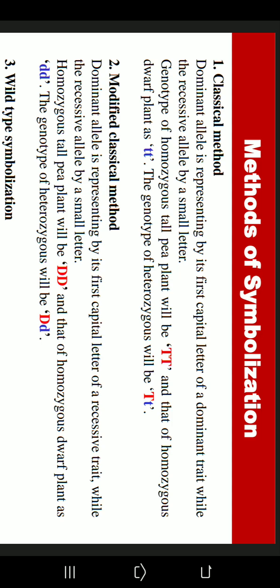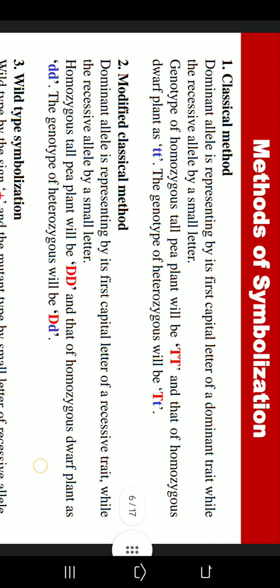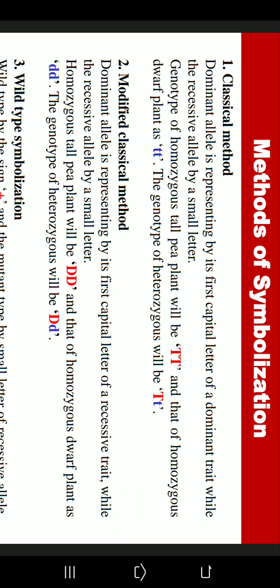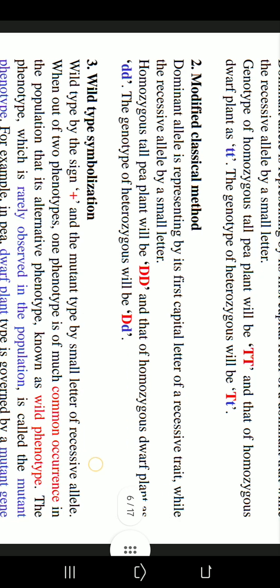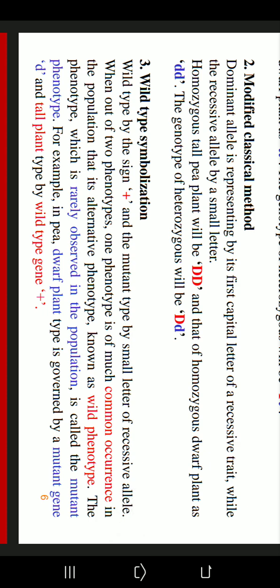Modified classical method: the dominant allele is represented by the first capital letter of the recessive trait, while the recessive allele is represented by a small letter. A homozygous tall pea plant will be capital D, because D is for dwarf, and we emphasize the first capital letter of the recessive trait. Dwarf is the recessive trait, so the first letter D, if it is capital, gives the homozygous tall plant, and the homozygous dwarf plant is small d. The genotype of a heterozygous plant will be capital D, small d.